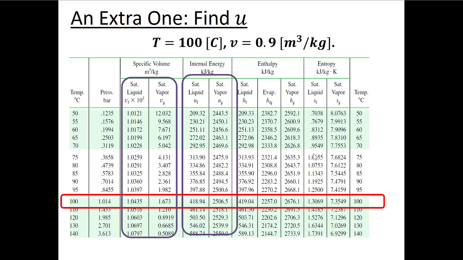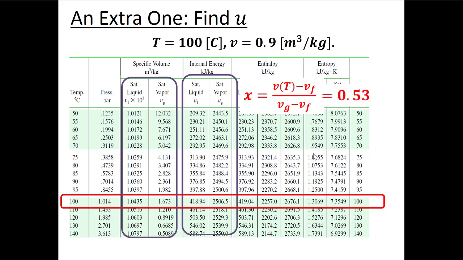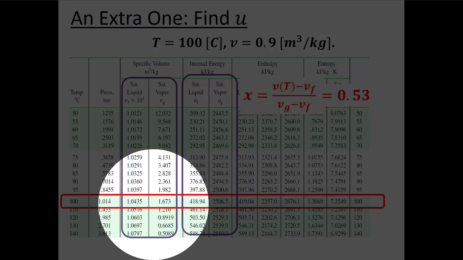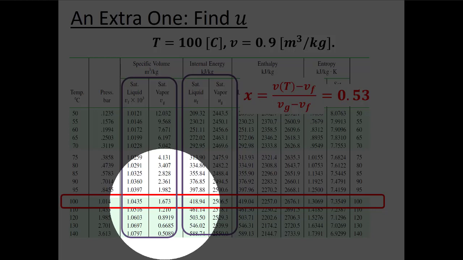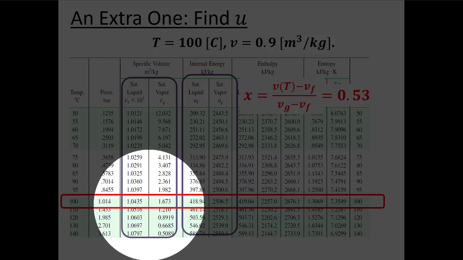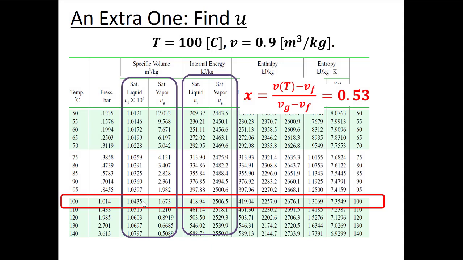So in this case, my quality is the specific volume at the particular temperature that I'm interested in, minus the specific volume of the saturated liquid, divided by the difference between the specific volumes of the saturated vapor and the saturated liquid. In this case, I'm just about halfway in between, right? If I thought about this as 0, then halfway would be like 0.8 something. So I'm a little over halfway because this number is very small. So I feel reasonably confident about my answer for quality here.